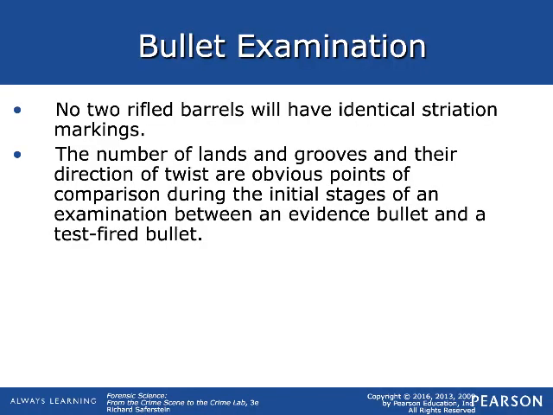Okay, so bullet examination. No two rifle barrels will have identical striations. So the number of lands and grooves and their direction of twist are points that you can use to compare them. When you're first starting out, you're going to compare the lands and the grooves, and then you'll go into the small striations. Usually if you have the weapon and you have a bullet, you're going to have to test fire a bullet to use as comparison.